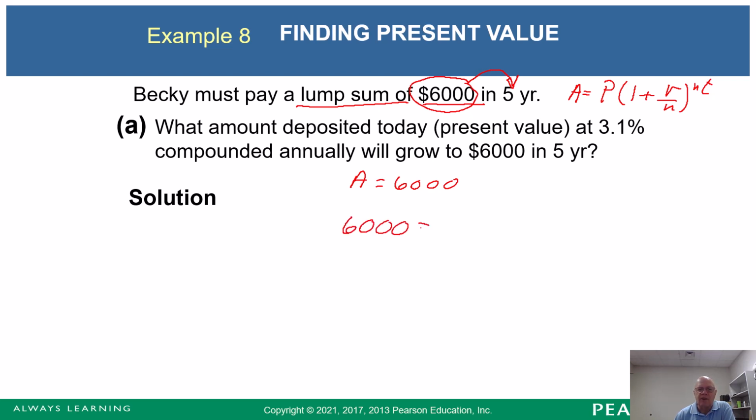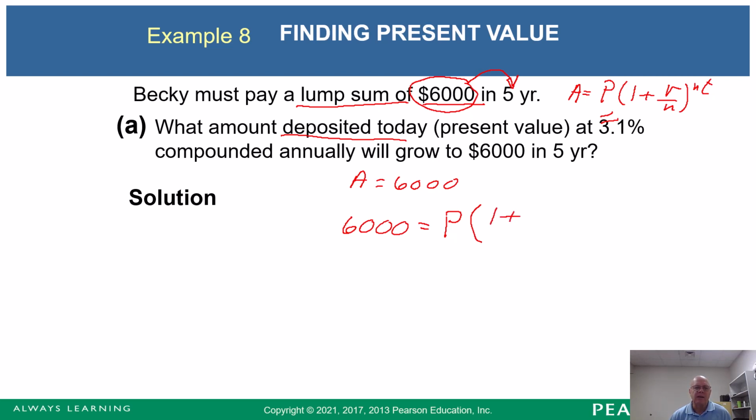6,000 equals. And P is how much money you put in. Well, it says how much deposited today. We don't know what P is, so we'll just put a P there. I wouldn't bother using X. I'd use P because that reminds me that we're looking for the original principal or the present value. And just put the rest of the numbers in.